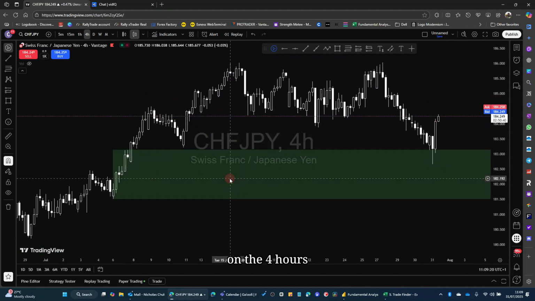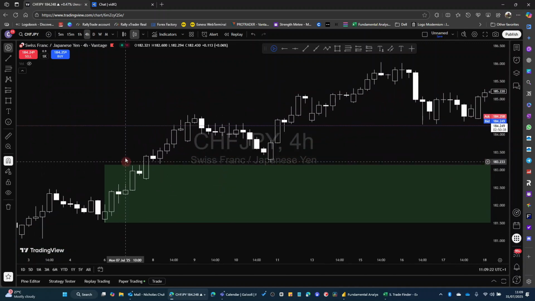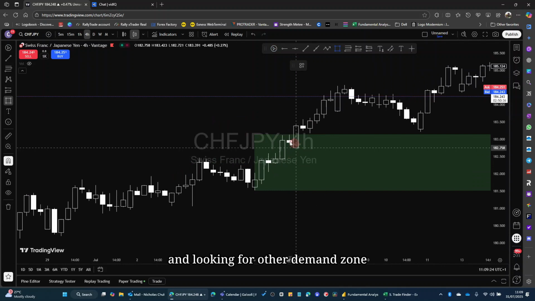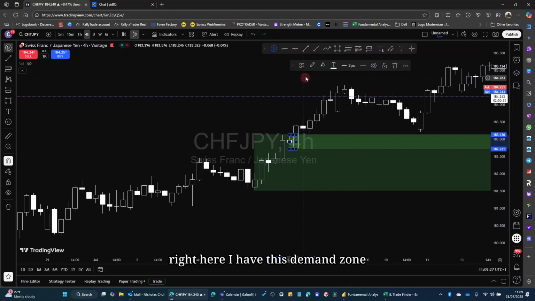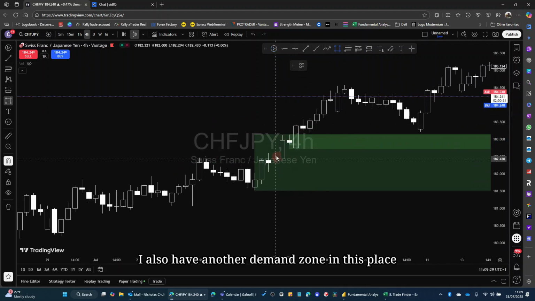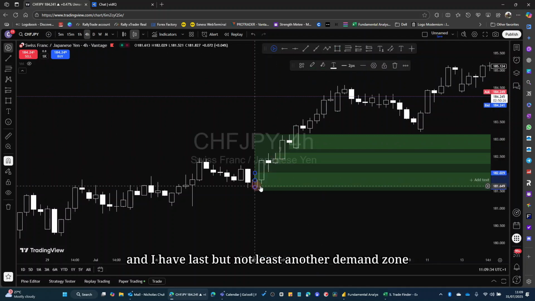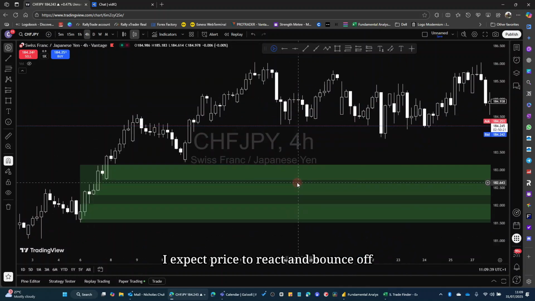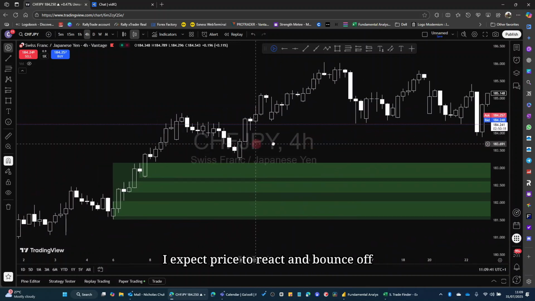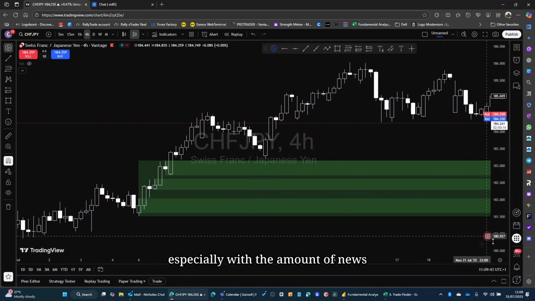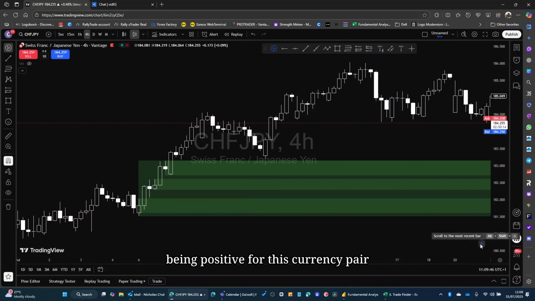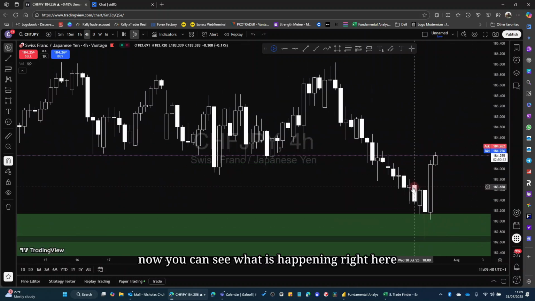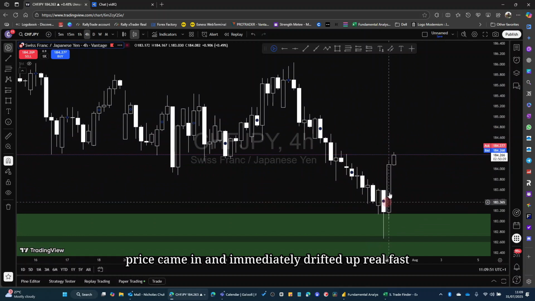On the 4 hours, we're going to refine this zone by looking into this zone and looking for other demand zones. Right here I have this demand zone. I also have another demand zone in this place, and I have, last but not least, another demand zone. So from any of these 3 zones, I expect price to react and bounce off, especially with the amount of news being positive for this currency pair. Now you can see what is happening right here. Price came in and immediately drifted up real fast.